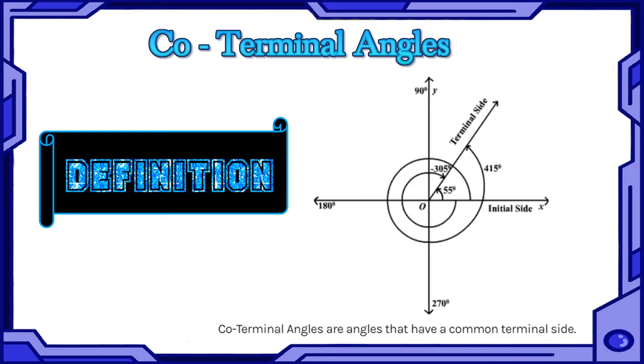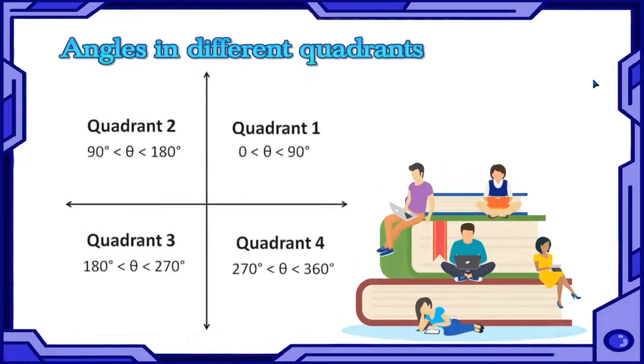Co-terminal angles. What is the meaning of co-terminal angle? Students, co-terminal angles are those angles that have a common terminal side. For example, if I say 10 degrees or I say 370 degrees, do you think both the angles can be represented by using same terminal side? Yes. Same way here in front of you, I've taken 55 degrees and 415 degrees. Definitely they can be shown with the same terminal side.